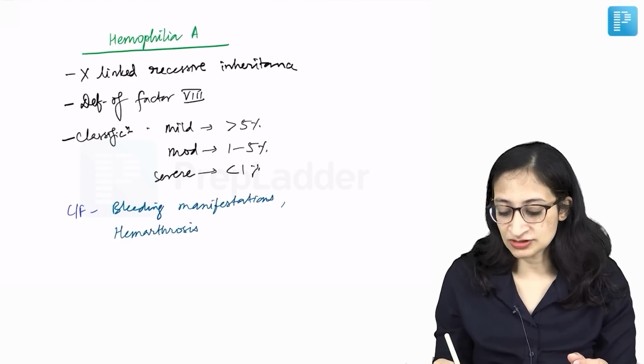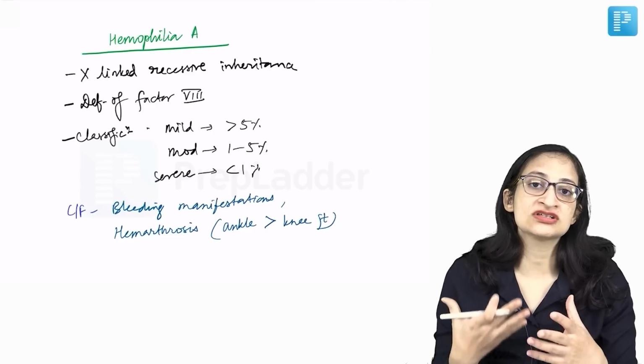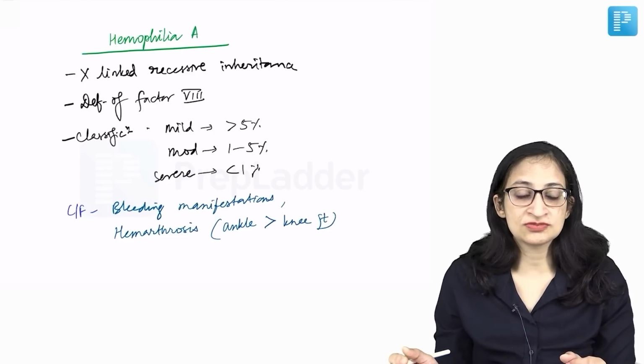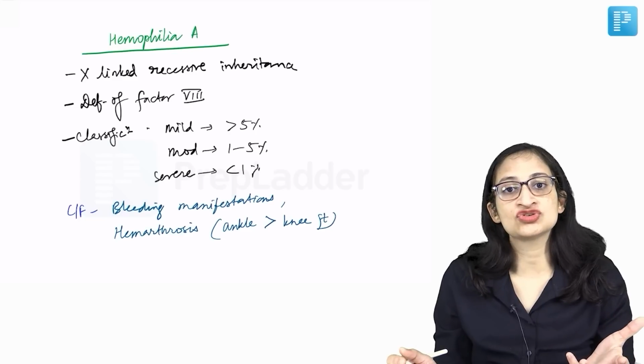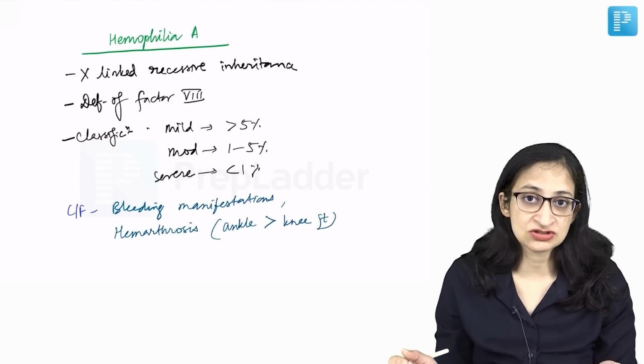Hemarthrosis is most common in the ankle joint, followed by the knee joint. These joints are most prone to trauma. Because of multiple repeated episodes of hemarthrosis, there can be development of irreversible changes in the joints as well.